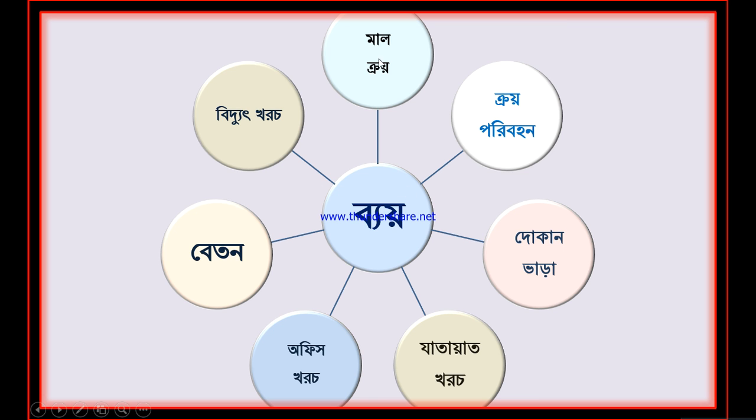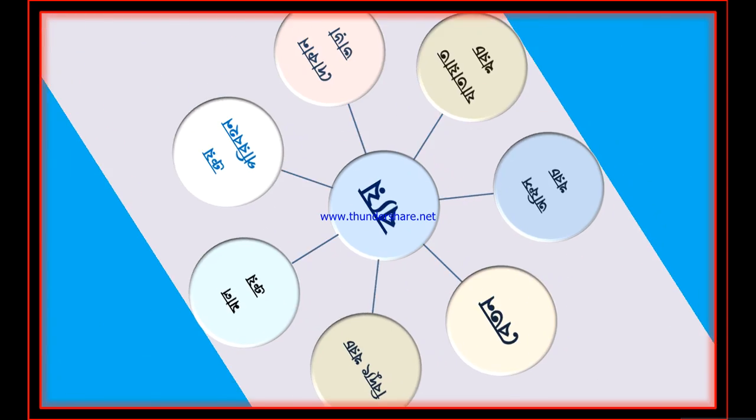Examples of some expenses: purchase products, goods or products; transportation for the purpose of purchasing; rent expenses; conveyance expenses, transportation expenses; office rent, salary, electric bill, telephone bill, utility bill are the examples of expenses. Okay.